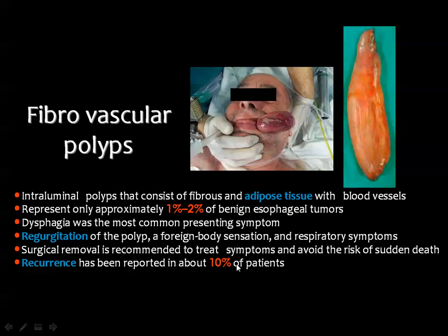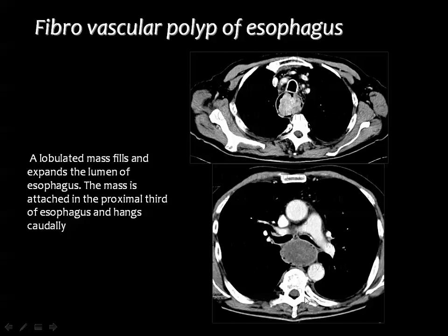metastasis. The second benign lesion in the esophagus is the fibrovascular polyp, which is composed of fibrous tissue, fat, and some blood vessels. This lesion is usually seen in the cervical esophagus, and it may grow to a large size along the esophageal lumen. One of the characteristic symptoms of this particular lesion is the regurgitation of the polyp from the mouth. And because of this regurgitation, surgical excision should be performed to avoid the risk of sudden death.